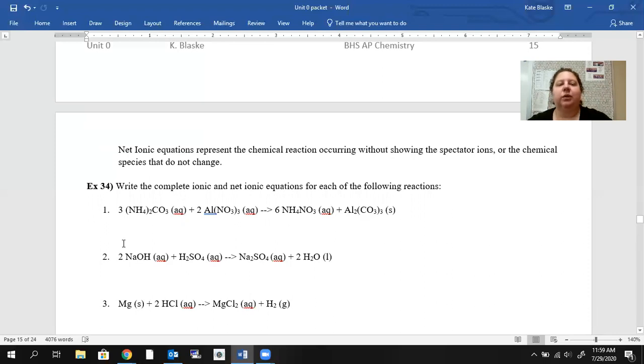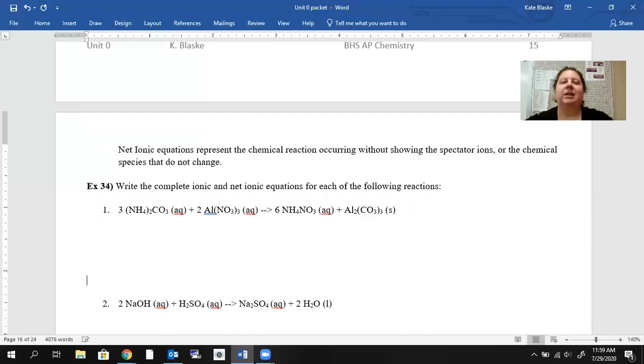Okay. So let's see how we can handle this, how we can figure out what is actually changing and what isn't. So we've got example 34, question number 1. We've got ammonium carbonate reacting with aluminum nitrate to make ammonium nitrate and aluminum carbonate. Okay. What we need to do, very first step, we need to take anything that is labeled as aqueous. If something is aqueous, that means it dissolves or is soluble in water.